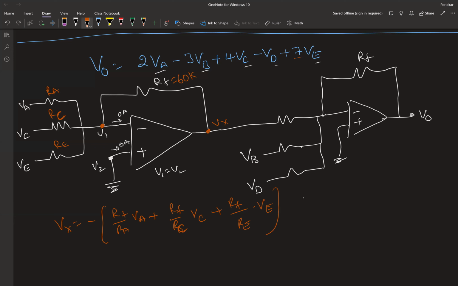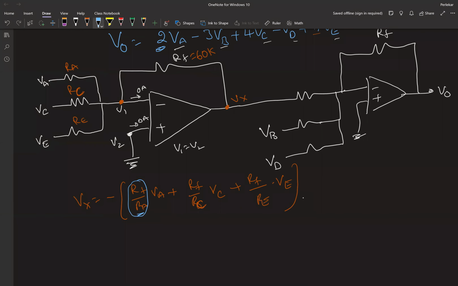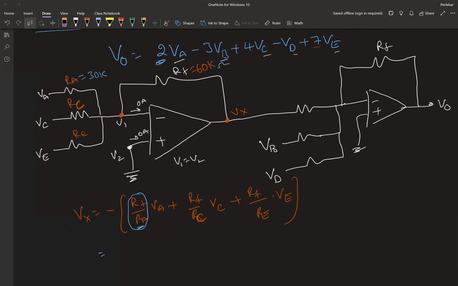Now, what is the coefficient of VA? It is 2. So I need to have the 2 here. I mean, RF over RA must be 2. So which resistor should I choose to get 2 there? I already chose RF as 60K ohm. So RA must be 30K, right? So that way I will end up having 2 VA.